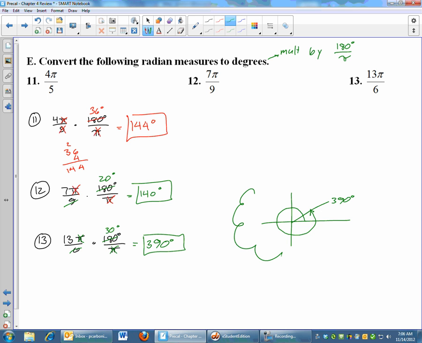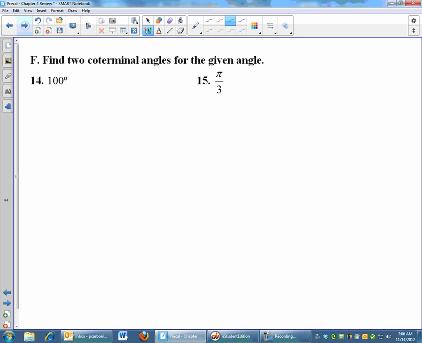I'm just thinking, you didn't have to draw that out. I'm just kind of showing what it means when you have an angle that's so large. All right, let's see, moving on.